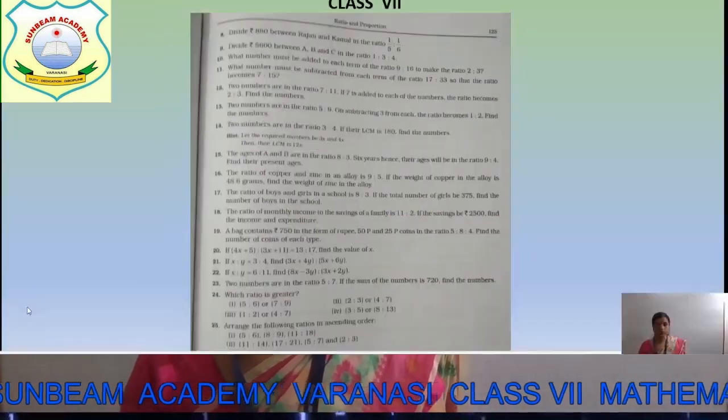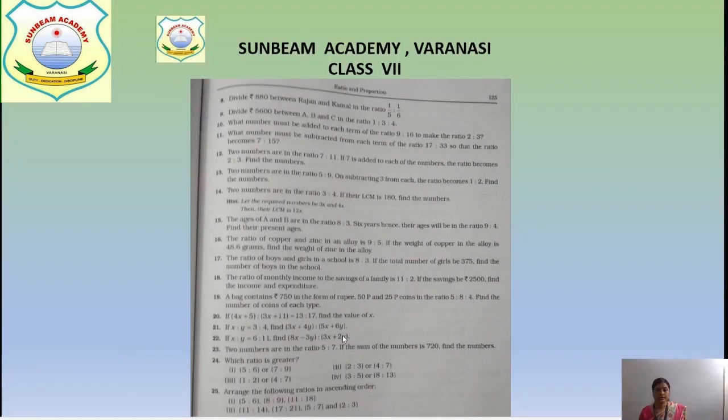Now let's see the question first. Your question is question number 20. If you will see, 4x plus 5 is to 3x plus 11 is equal to 13 is to 17. You have to find the value of x.